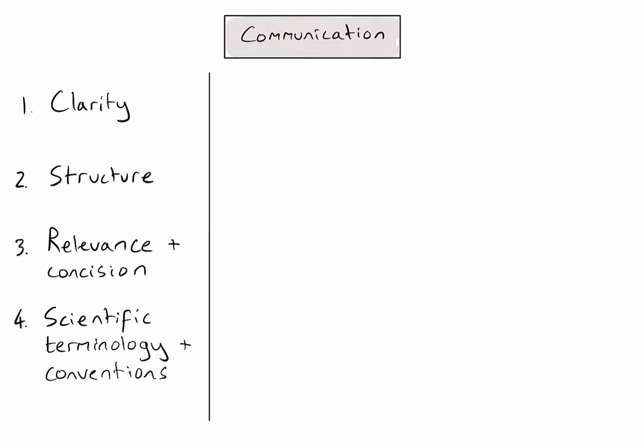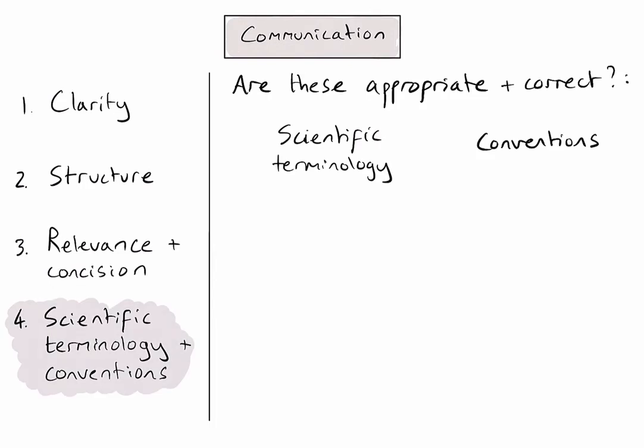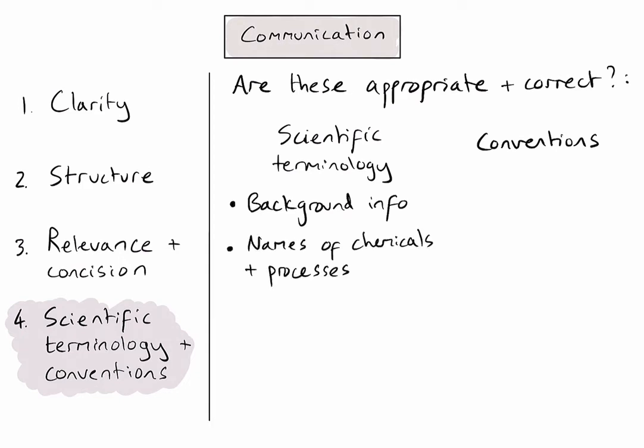Finally, we need to think about scientific terminology and conventions. And an examiner will ask themselves, is the scientific terminology appropriate and correct? And the same for conventions. For scientific terminology, you might want to check things like specific language used in the background information section, names of chemicals and processes used in your report, and key terms like random error or uncertainty and systematic error.